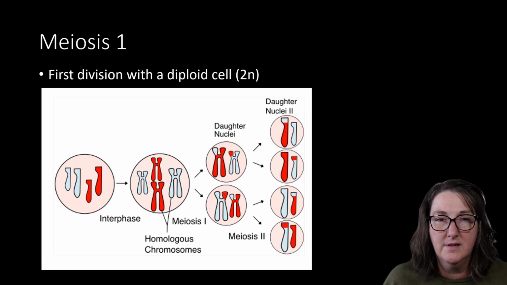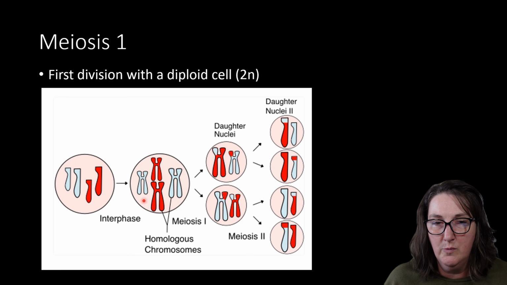So meiosis 1, this is going to be the first division with a diploid cell. So homologous chromosomes are going to come together, they're going to mix, and then I'm going to have these cells that are going to have 46 here. Now they'll tell you that these are haploid because they're splitting, but these still have 46 chromosomes.